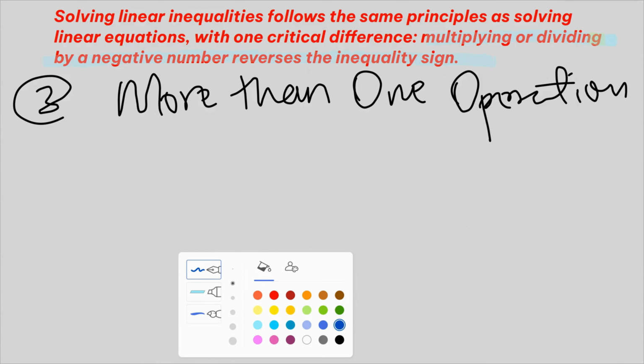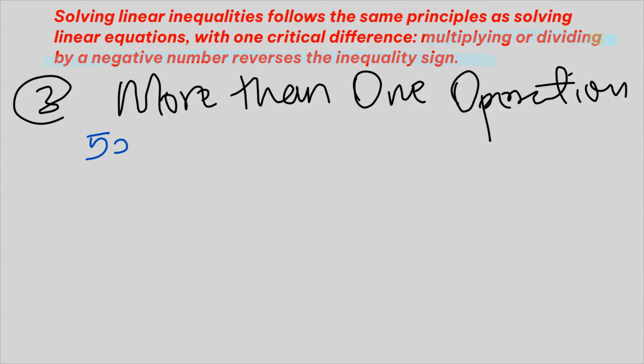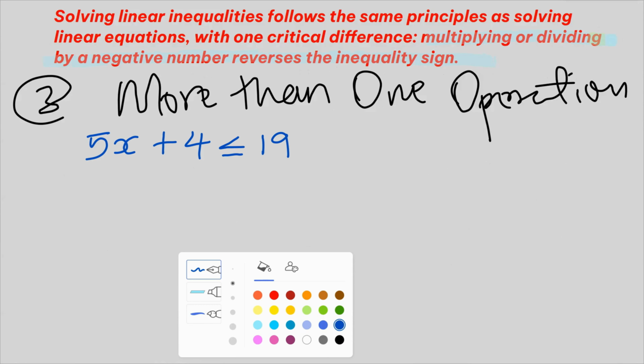Suppose you have been asked to solve for x. Solve for x when you have 5x plus 4 is, let's say, less or greater than 19. Less or greater than 19. Now here we are just going to use our normal principles that we've been using in normal linear equations.